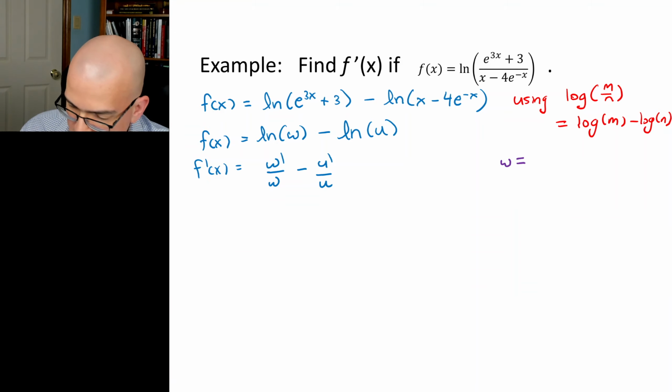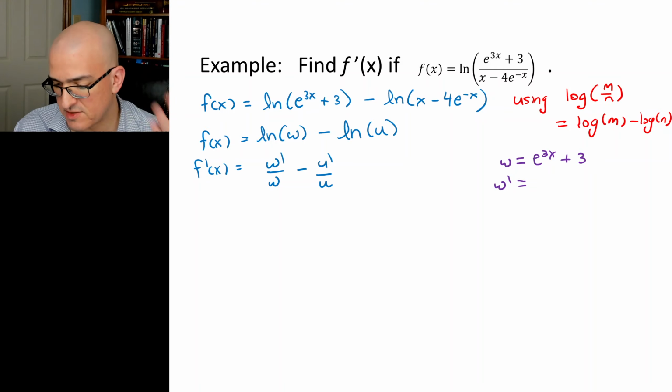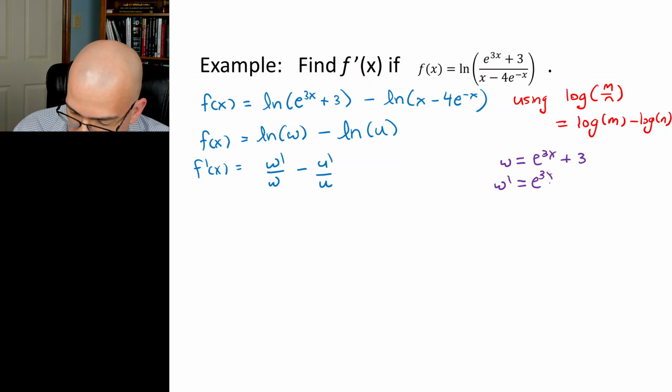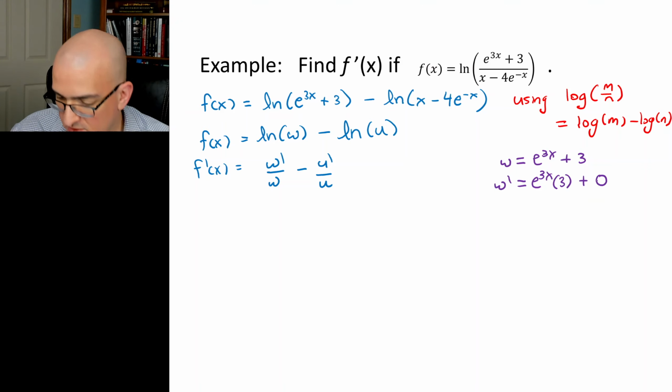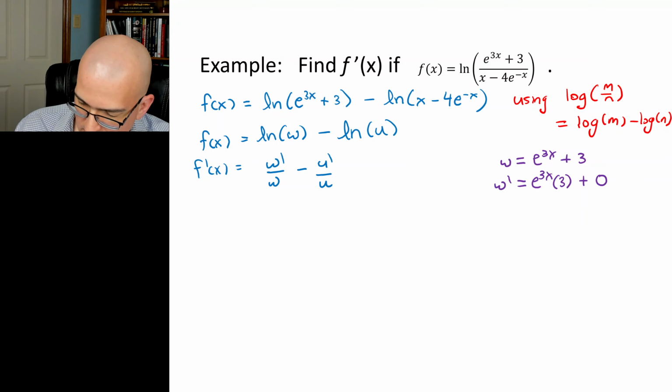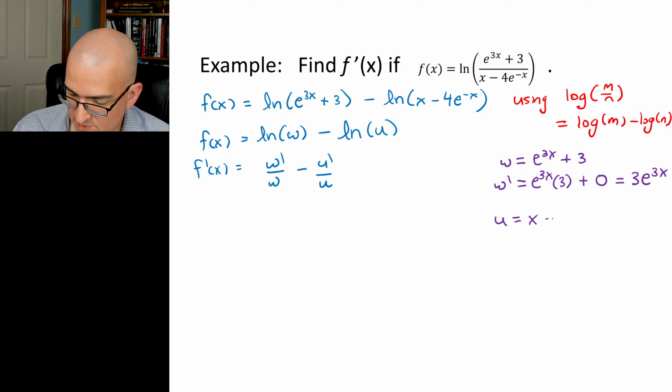W, the function that's represented by that, is e to the 3x plus 3. W prime, we're going to have e to the power of a function times the derivative of that function. So e to the 3x times 3 plus the derivative of the constant is 0. So we just get 3e to the 3x. Then u is equal to x minus 4 times e to the negative x. When we take the derivative of u, derivative of 1 times x is 1. Derivative of negative 4 e to the power of a function, we're going to get negative 4 times e to the function times the derivative of the function. So the derivative of negative x, which is negative 1.